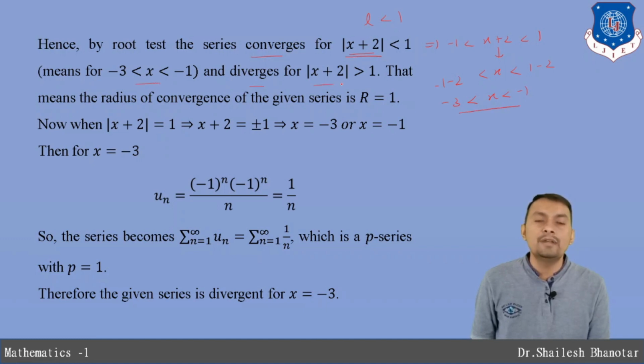And divergence for |x + 2| greater than 1. That means the radius of convergence is exactly R = 1. So one part is done, but what about the other?